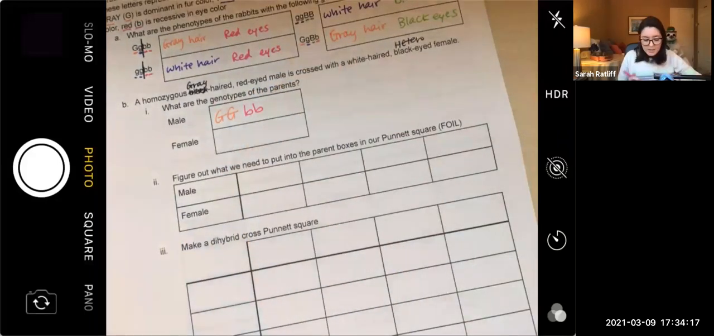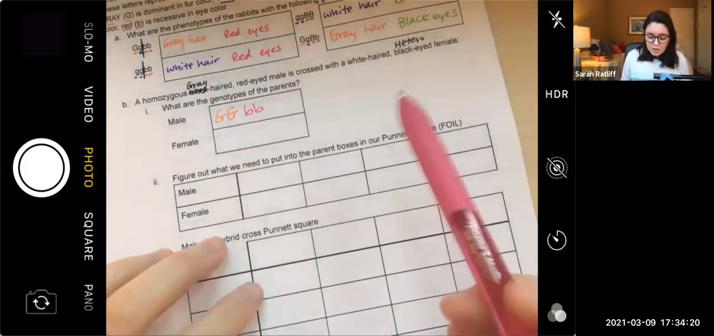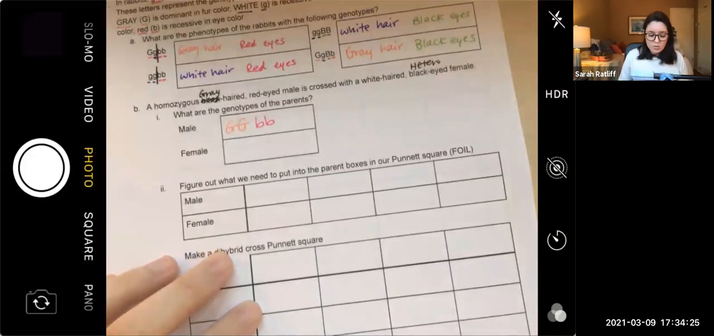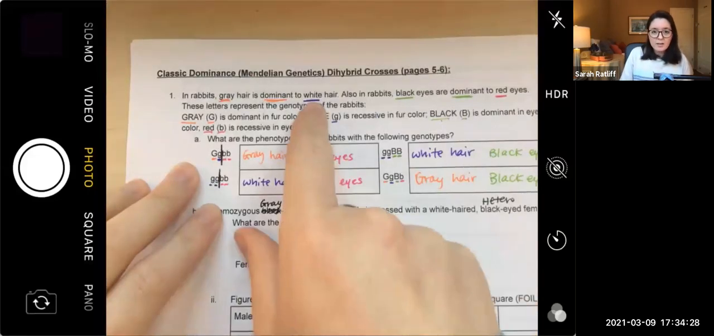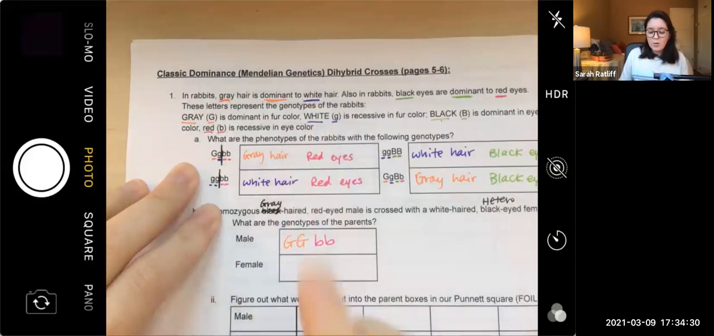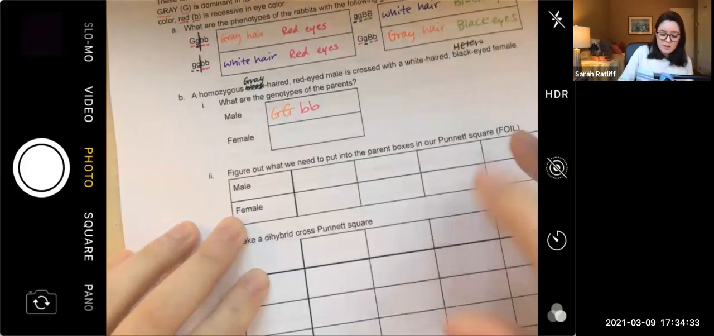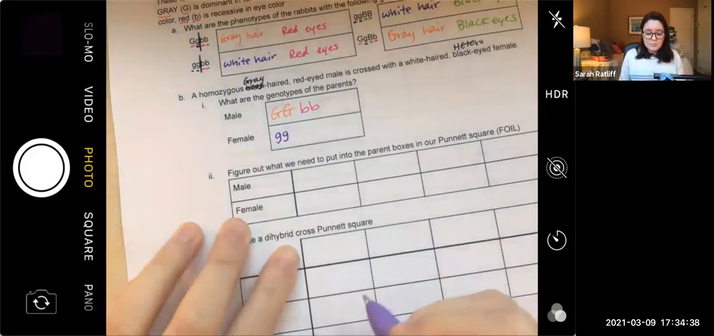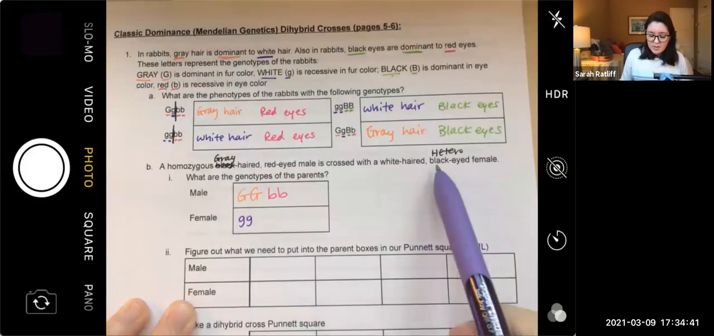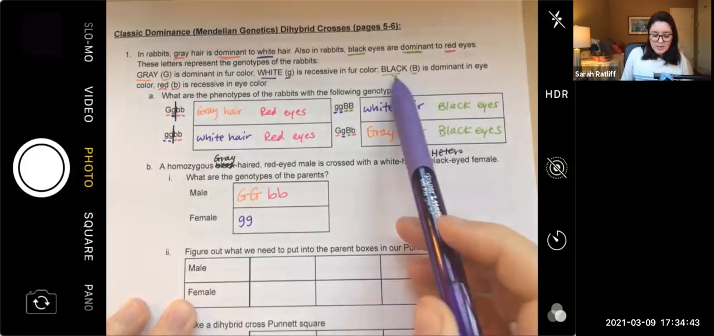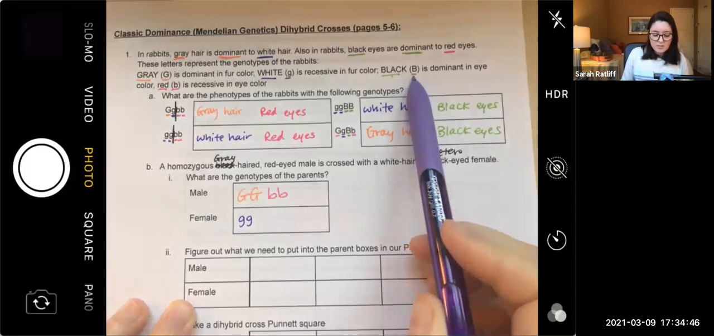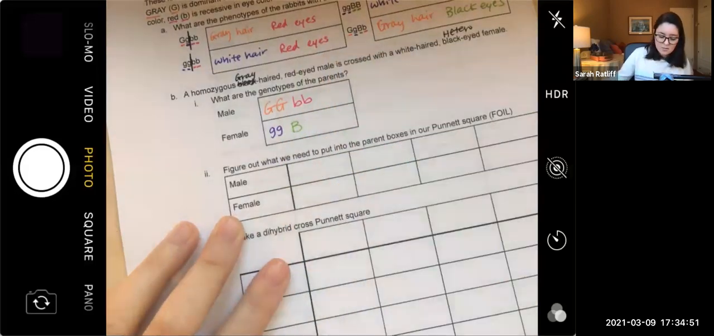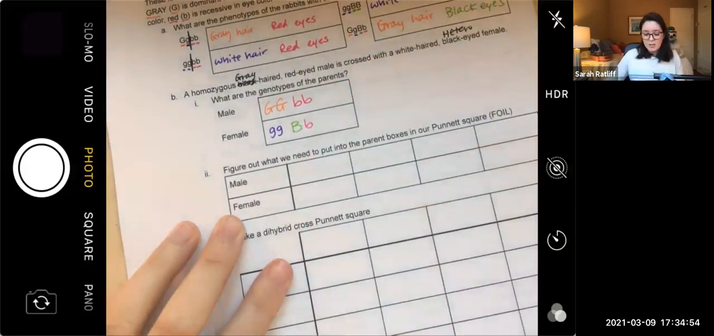Great. Now let's look at the female. She is white-haired and heterozygous black-eyed. So white hair, what does that look like? White hair is recessive. And in order for it to be recessive, that means her genotype must be homozygous recessive, little g, little g. And she's a heterozygous black-eyed. So black eye is dominant, big B. Heterozygous means one of each, big B, little b. She'll be big B, little b.